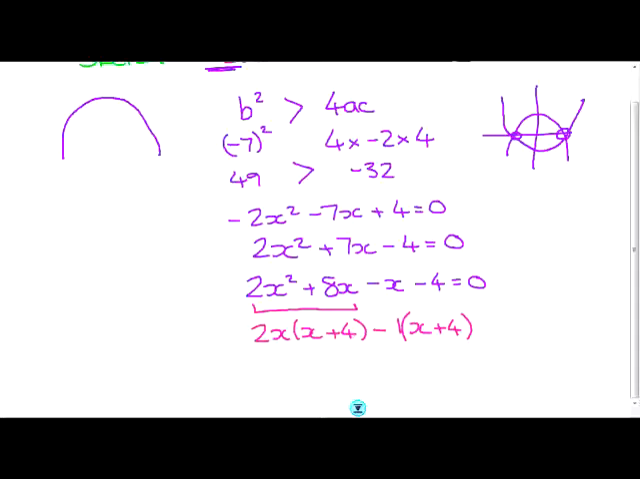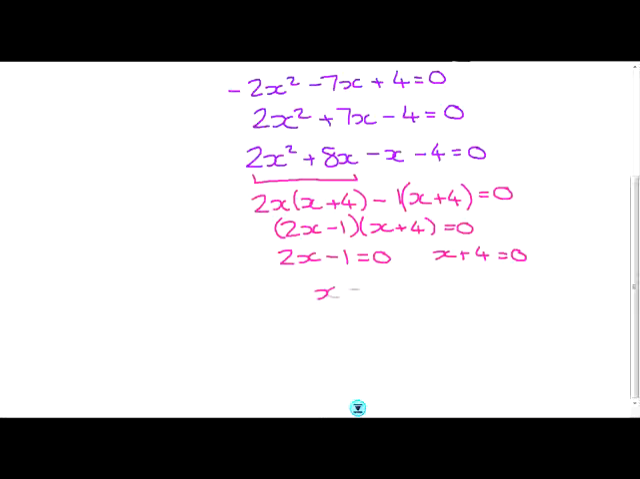So remember, these brackets should be the same if you've done this correctly. So we end up with 2x minus 1 is 0, and x plus 4 is 0. So I probably shouldn't have skipped that stage. Let me move this down a tad. There we go. And I'll just add this stage in. So it should have been 2x minus 1 in brackets, and x plus 4 in brackets. Sorry, I didn't mean to skip that.